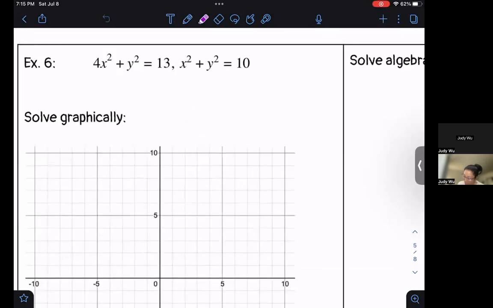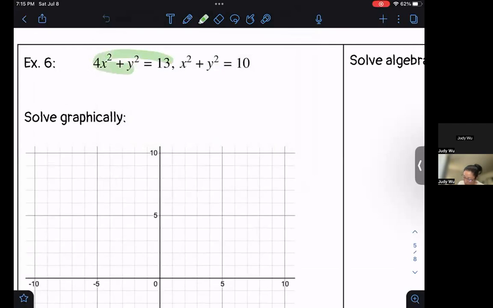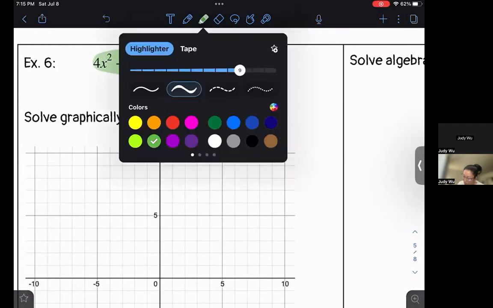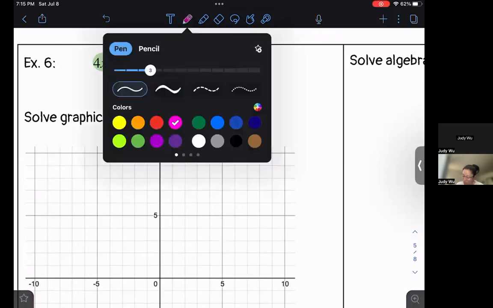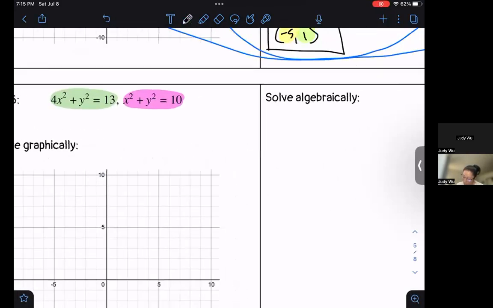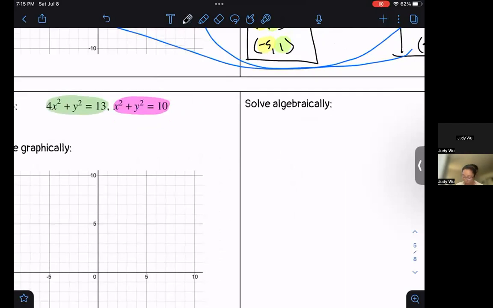We're going to take a look at this equation right here. We're going to say this one is going to be the green one, and this one over here is going to be the pink one. Okay. So let's start with the green one over here. We're going to notice that both the green one and the pink one have the form x squared plus y squared equals a number. So my strategy is going to be trying to use elimination, okay?